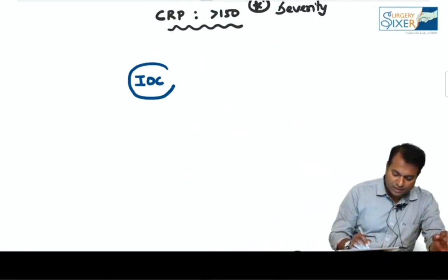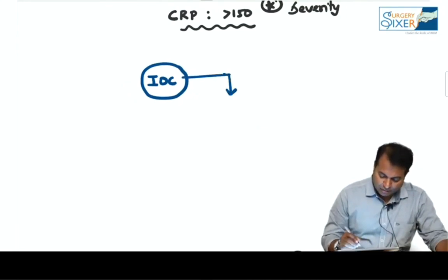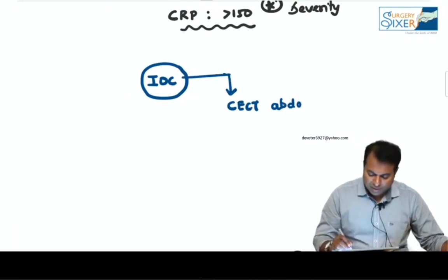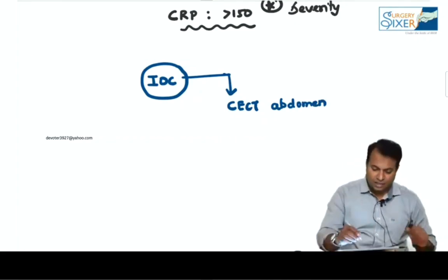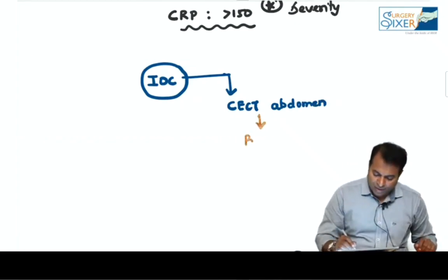What is the investigation of choice? I'm asking you the radiological investigation of choice for acute pancreatitis. It is CECT abdomen. We have to do CECT abdomen with oral and IV contrast. Please don't forget we have to do oral and IV contrast. CT abdomen is the investigation of choice that will show you a scoring known as Balthazar.